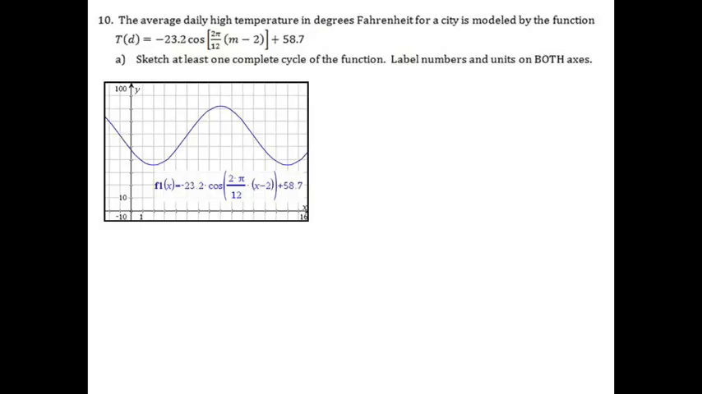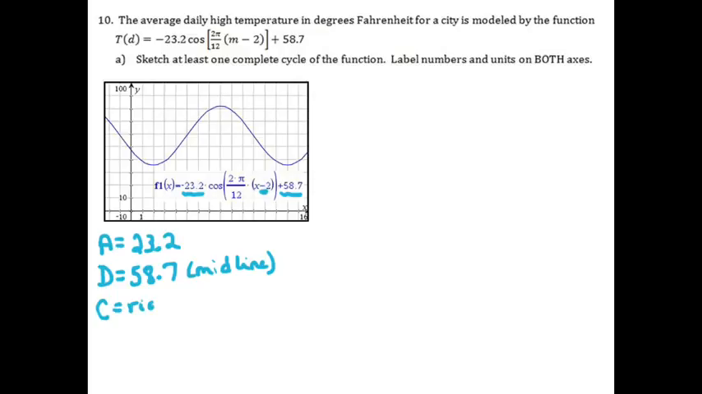So I'm going to figure out my A, B, C, and D before I try to sketch my graph. A, of course, is going to be the amplitude of the graph, which is 23.2. And the D value is this 58.7 at the end. That, of course, is going to be the midline of my graph. I have a horizontal shift of 2. So my C value, we're going to be moving right 2.